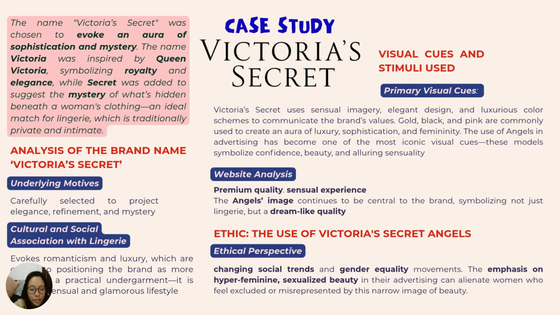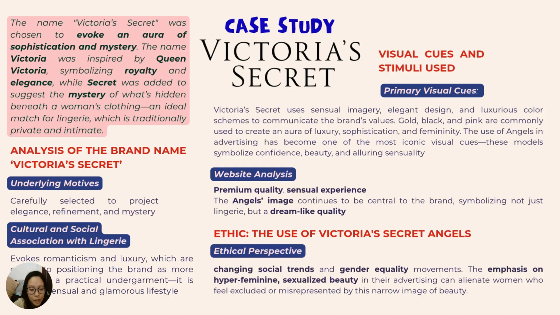And Victoria's Secret uses sensual imagery, elegant design, and luxurious color schemes on the product and stores to communicate the brand's values. Gold, black, and pink are commonly used to create an aura of luxury, sophistication, and femininity. The use of angels in advertising has become one of the most iconic visual cues. These models symbolize confidence, beauty, and alluring sensuality. And analyzing Victoria's Secret branding, packaging, and visual cues offers valuable insight into how brands use sensory stimuli to create emotional connections with customers too.